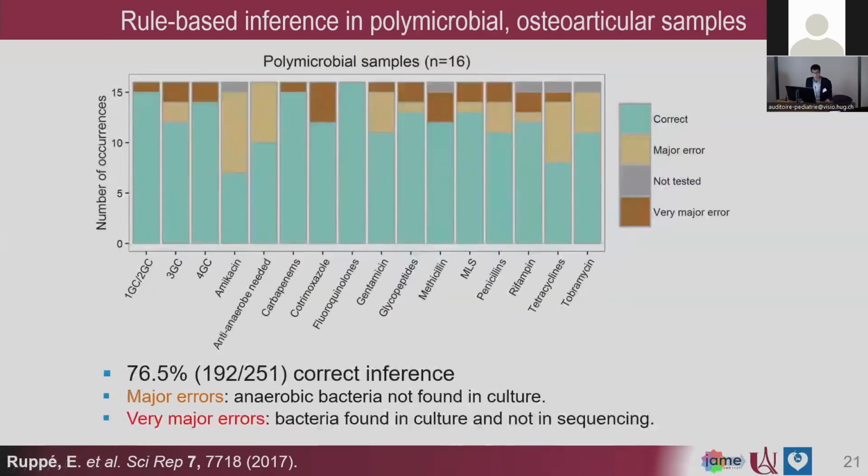And when it comes to polymicrobial samples, it's becoming more complicated because you still have the major errors, identifying more bacteria than culture, so identifying more resistance genes. But also, in polymicrobial infections, you can have some bacteria found in culture that you will miss in metagenomic sequencing because there are other more abundant bacteria that were missed in culture. In that case, you just miss the identification, so you miss the antibiotic resistance genes. So the performance is not that good.